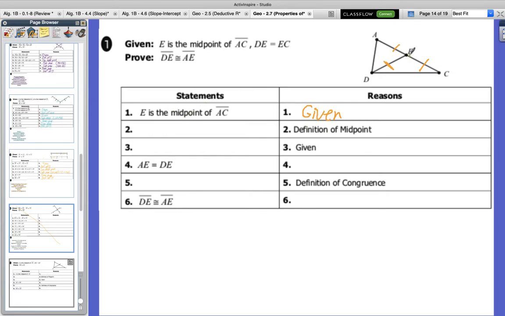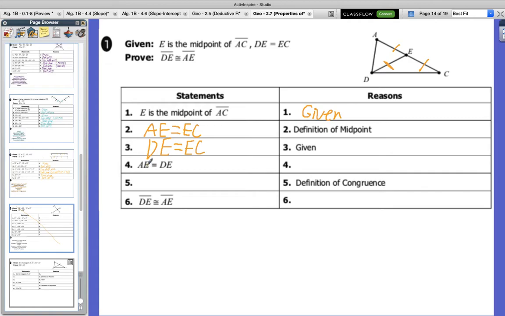So what do we know from E being the midpoint? Well, it's the fact that the measure of segment AE is equal to the measurement of segment EC. Or CE if you'd prefer. But it's called EC later or earlier, so I would call it that. Now in step 3 we have our other given. This is going to be the given information we left out earlier: segment DE is equal to segment EC.